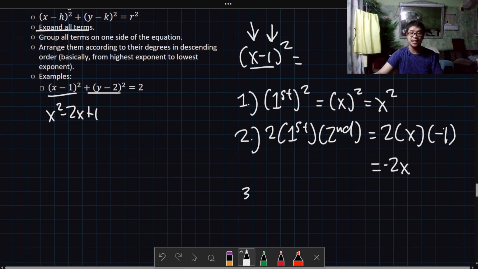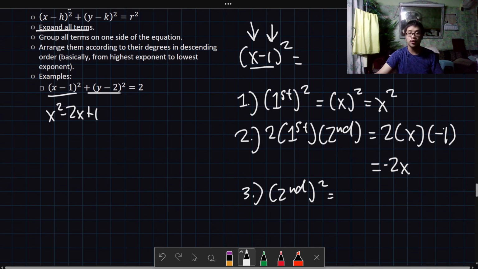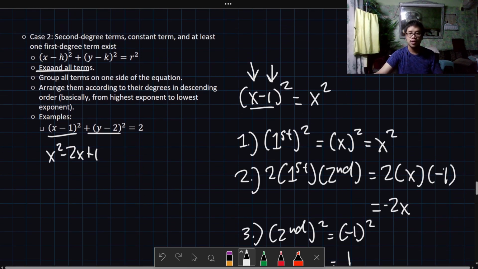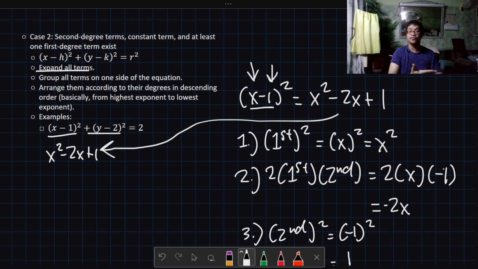Then lastly, the third step is you're going to square the second term. So in the second term, you're going to square negative 1. Remember, the second term is on the right. So here we will have negative 1 squared. Negative 1 times negative 1 will give you positive 1. Then after that, you add them together, you combine the results. X squared plus negative 2x plus 1 will give you x squared minus 2x plus 1. So that's it. This is, in fact, much better, in my opinion, compared to using the FOIL method.